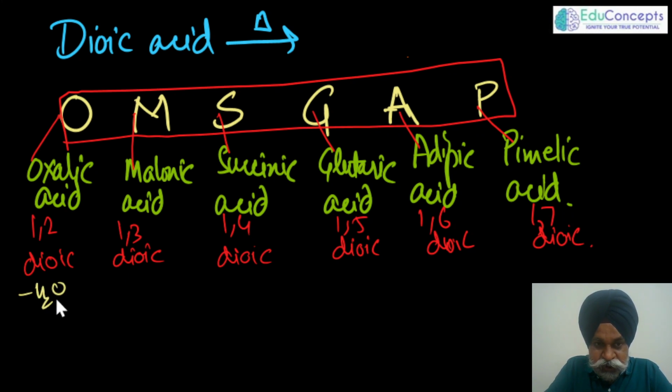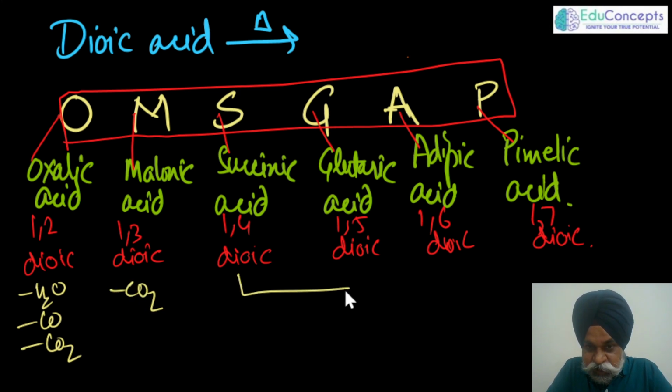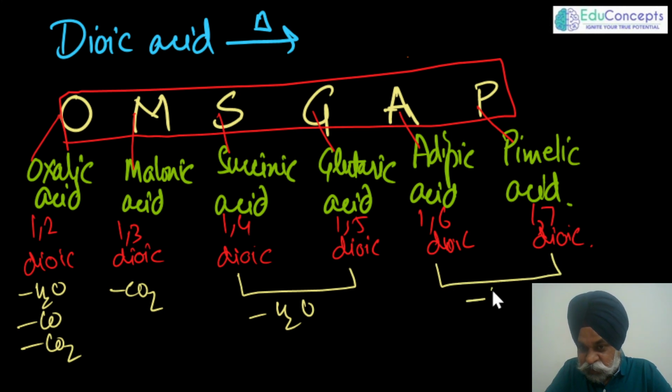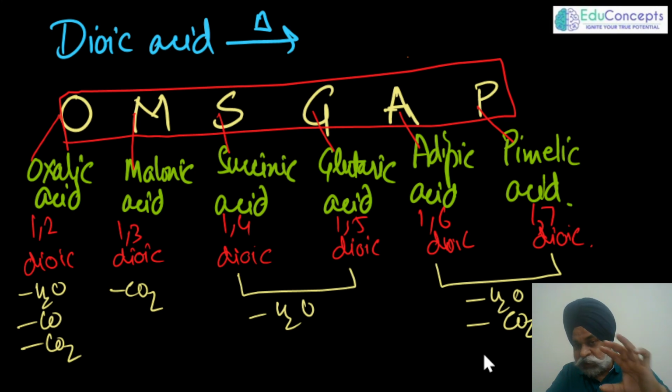So here you have a loss of water, loss of carbon monoxide, loss of carbon dioxide. Here you would see loss of carbon dioxide. In these two you would see loss of water. In these two you would see loss of water and loss of carbon dioxide. I'm sure about it, something in and around this particular feature would come in the paper.